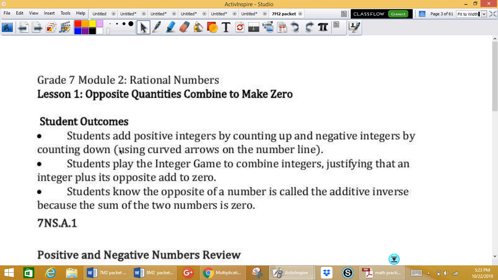Lesson 1. Students add positive integers by counting up and negative integers by counting down, using curved arrows on a number line. Students play the integer game to combine integers, justifying that an integer plus its opposite add to 0. Students know that the opposite of a number is called the additive inverse because the sum of the two numbers is 0.